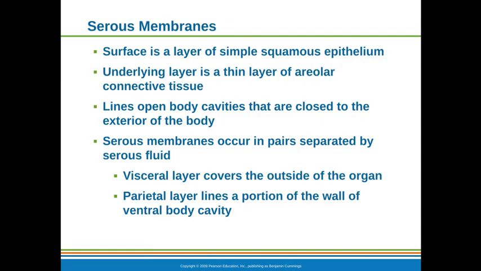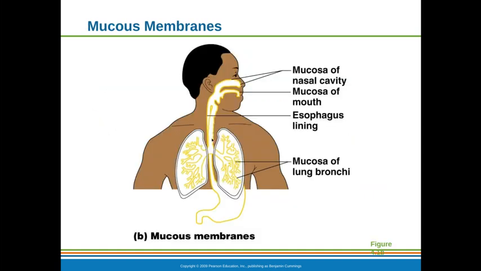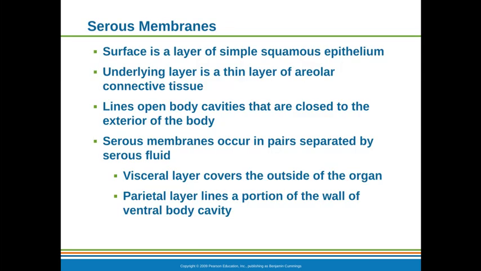Now, serous membranes, their surface is a layer of simple squamous epithelium, and their underlying layer is areolar connective tissue. It's going to line body cavities that are closed to the exterior of the body. So we saw just a second ago that the respiratory tract right here is going to be mucous membrane, but the cavity itself, the thoracic cavity, where the lungs are found, is going to be lined with serous membranes.